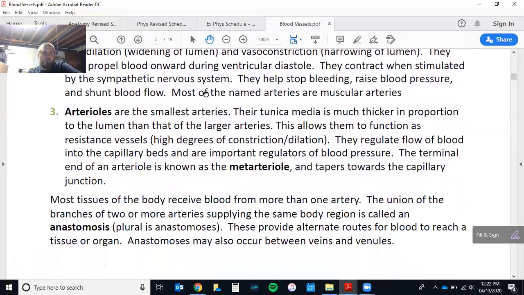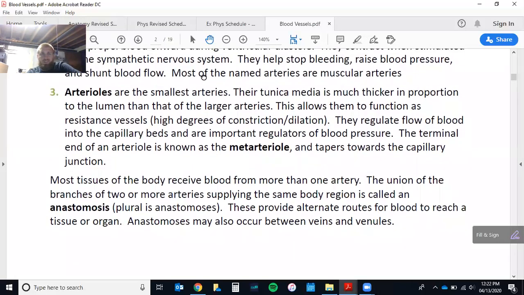As far as what we'll see in this lecture, the arteries in your arms and legs, most of the arteries that have a name, brachial artery, radial and ulnar arteries, femoral arteries, those are muscular.